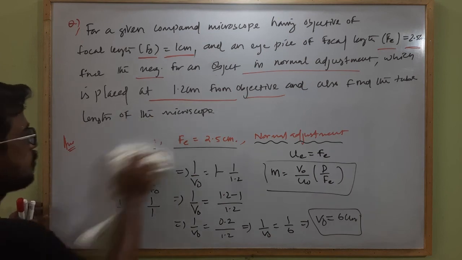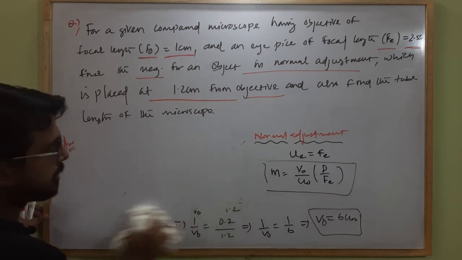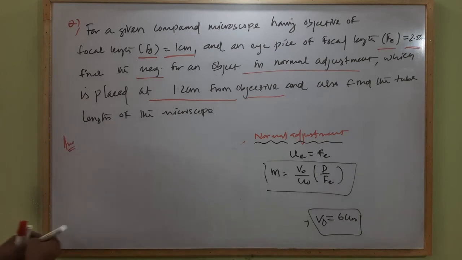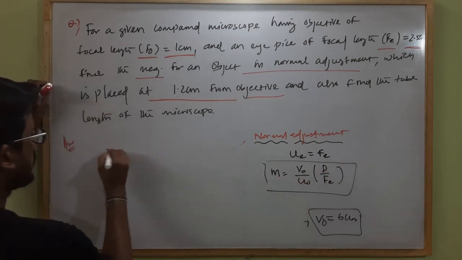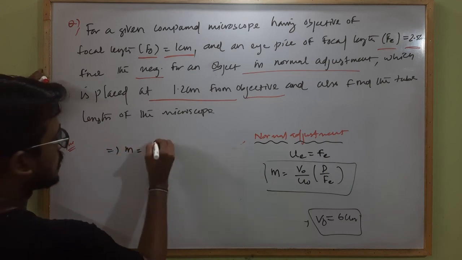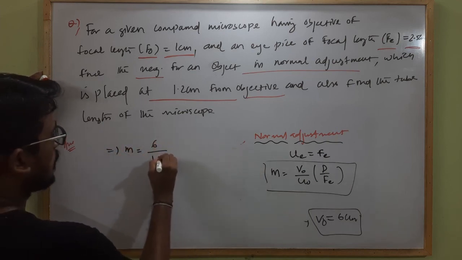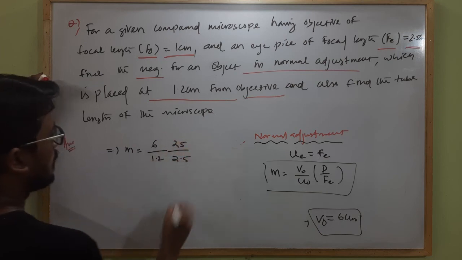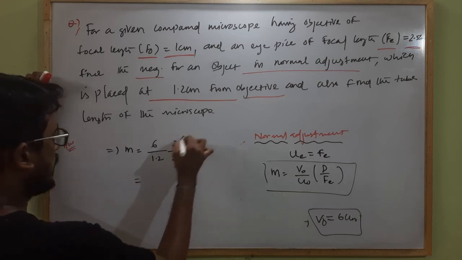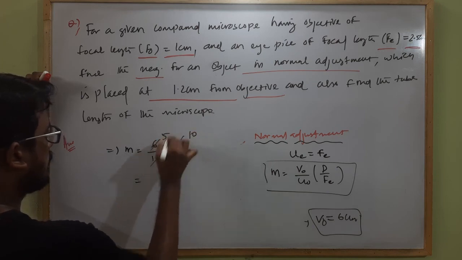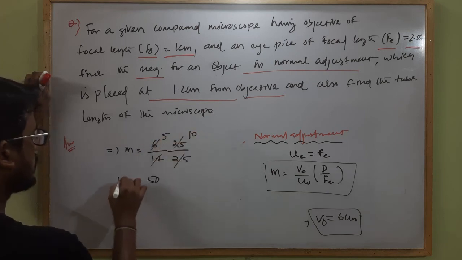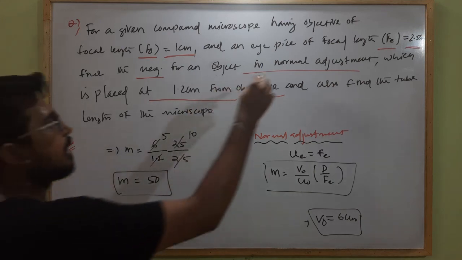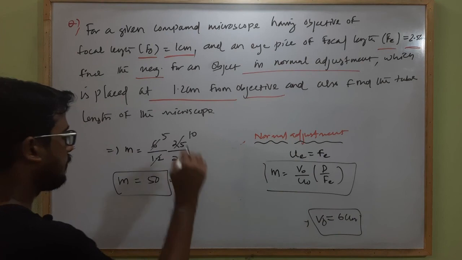Clear? So now we can find out the magnification. We have the value of V0 and we know the value of U0. So the magnification will be V0 by U0 into D by Fe. So this implies the magnification will be V0 6 divided by U0 1.2 into D 25 divided by Fe 2.5. So this implies it will be 5 into 10, so magnification is 50. Clear? So the magnification in normal adjustment of the object is 50.